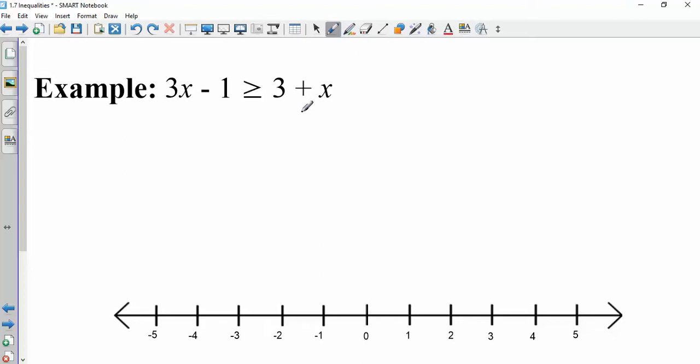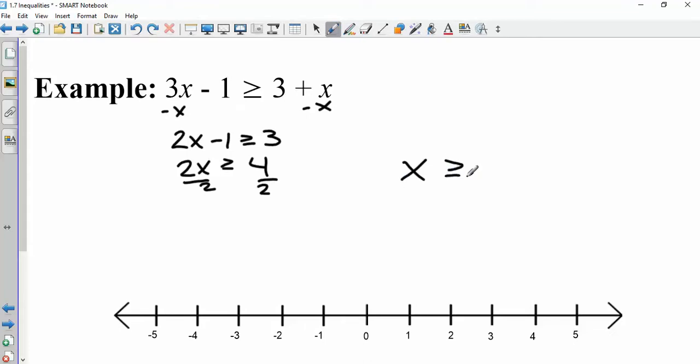Just like solving an equation, the only thing you have to remember with inequalities, if you multiply or divide by a negative, what happens? Flips the sign, good. So I'll subtract over my x, add over my 1, divide by 2. 2 is positive, so my sign doesn't flip, so I just get x is greater than or equal to 2.